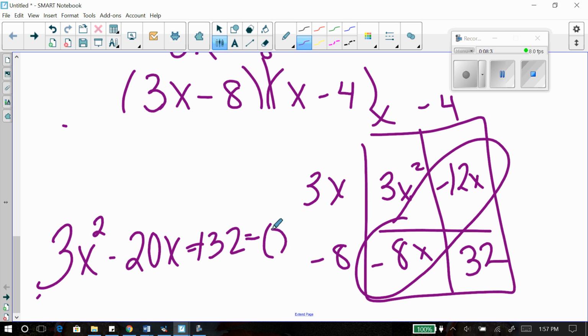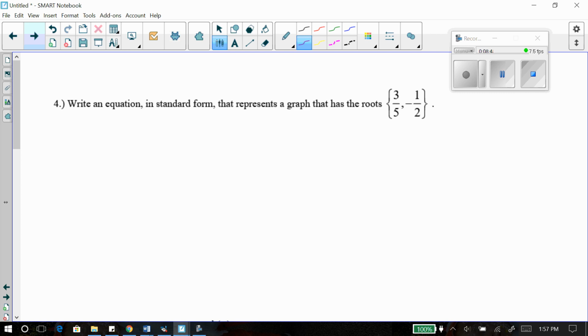Hopefully this isn't too bad for you guys. We'll do another one. And then again, you're going to have a couple problems to do on this, and we'll practice it again next week. All right, write an equation in standard form that represents a graph that has the roots 3/5 and -1/2. All right, so those are the roots. That means that's where x equals them.